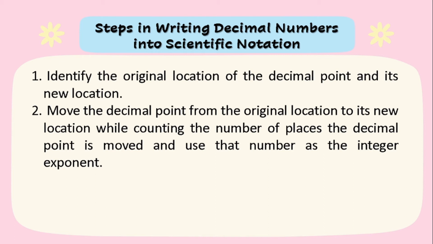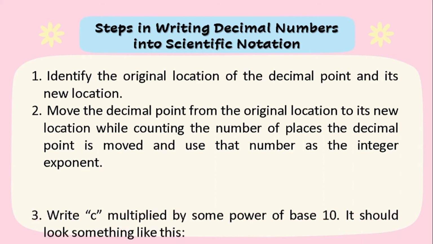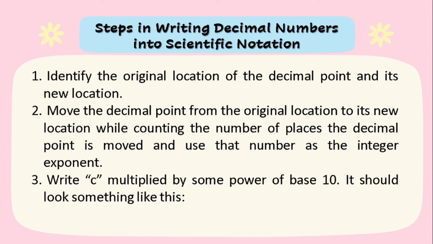You will get a number here called C. Its value must be greater than or equal to 1 but less than 10. Remember, when the decimal point is moved towards the left, the count for the exponent of base 10 should be positive. When the decimal is moved towards the right, the count for the exponent of base 10 should be negative. And lastly, step 3, write C multiplied by some power of base 10. It should look something like this: C times 10 raised to n.